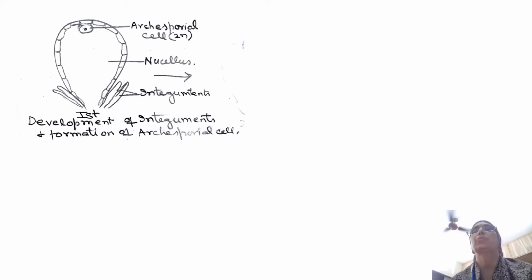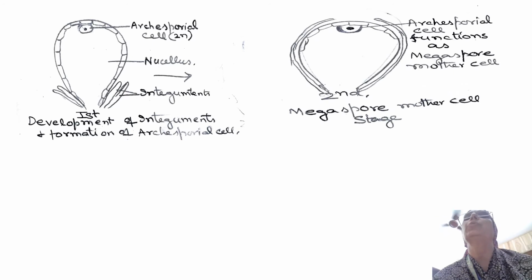The cells are undifferentiated as such. It's a young developing megasporangium. Here the epidermis is the outermost layer, and inner to it, in the hypodermal region, one cell becomes prominent with dense cytoplasm. It can be distinguished from the rest of the cells, and it's called the primary archesporial cell, or the archesporial cell. In some cases, it divides periclinally into two, the primary parietal and the primary sporogenous cell. Or usually, it directly behaves as megaspore mother cell.